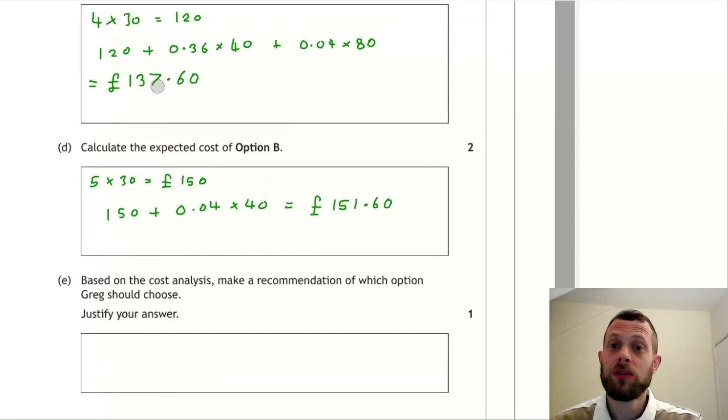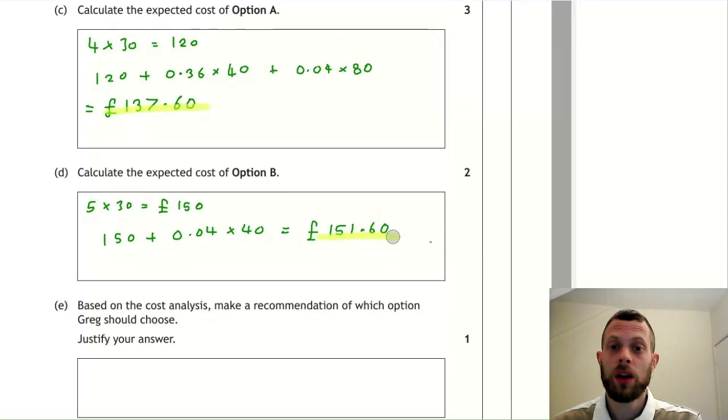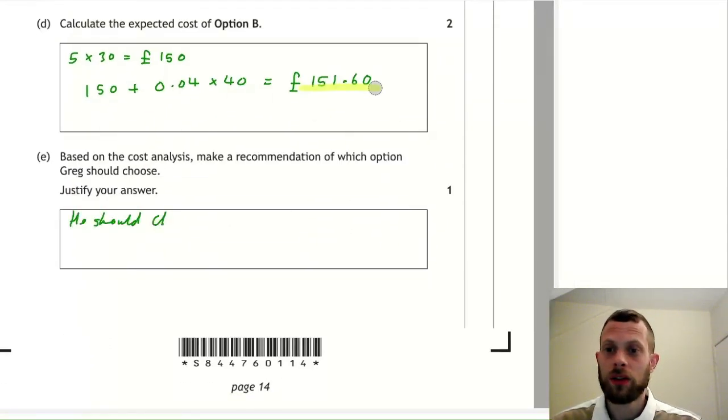It's an easy question, which option has the lowest expected cost? And we can see from what we worked out before, it's option A. It's only £137.60. Option B is more expensive at £151.60, and we worked out before that option C was going to be £180. And you state this: he should choose option A as the expected value, or the expected cost, is the least.